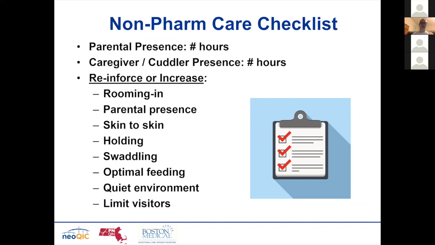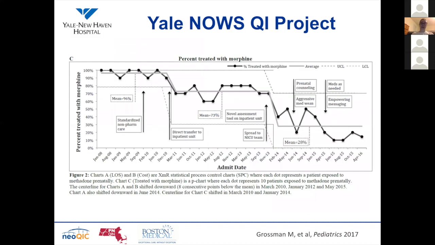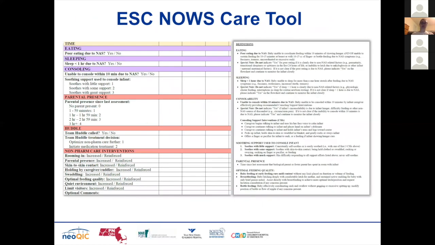And so we've been doing this now for a couple of years as part of our NOWS flow sheet within Epic. And again, here's Dr. Grossman's paper, which I'm sure all of you have seen, which has shown a significant drop in their need for treatment since implementing this whole package approach. This is the tool that we've helped develop since then, which tries to standardize the ESC NOWS approach.